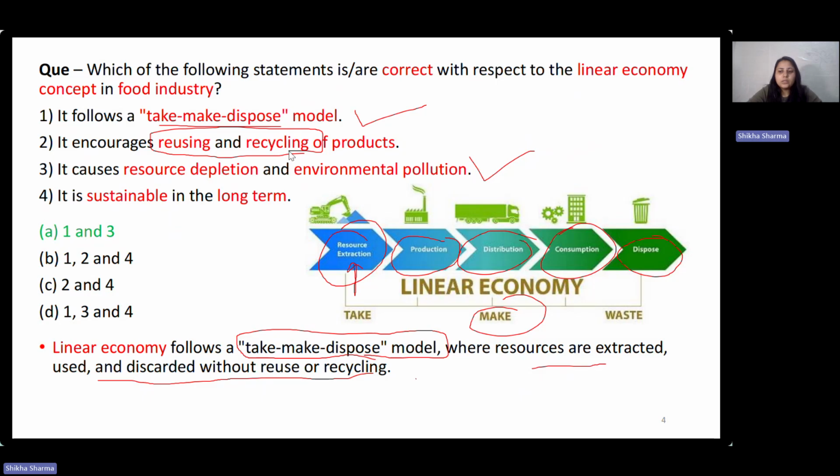So basically, in the circular economy, this concept is being followed, but here in this linear economy, this concept is not followed. Then third is it causes resource depletion and environmental pollution. So it is basically because we are disposing everything in the environment, so it causes the resource depletion and environmental pollution, which is true, third one. And fourth is it is sustainable in the long term, which is false because it is unsustainable in the long term. So statement fourth is false. So only 1 and 3 are correct here.